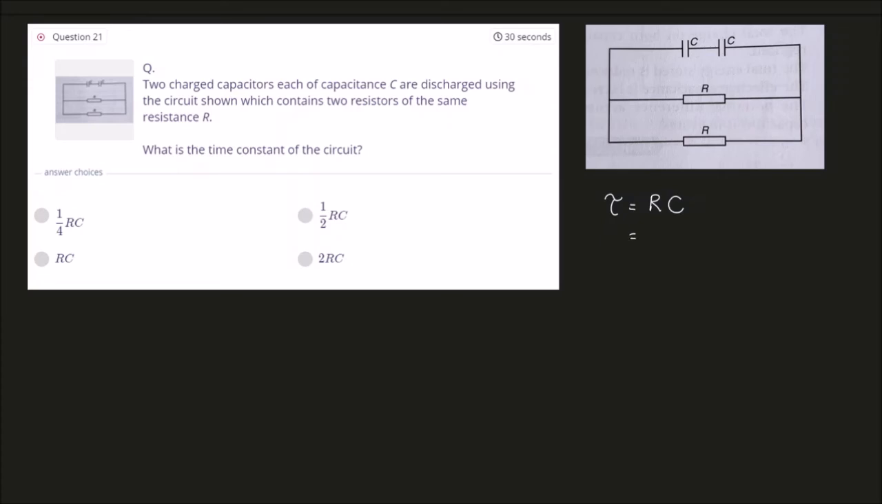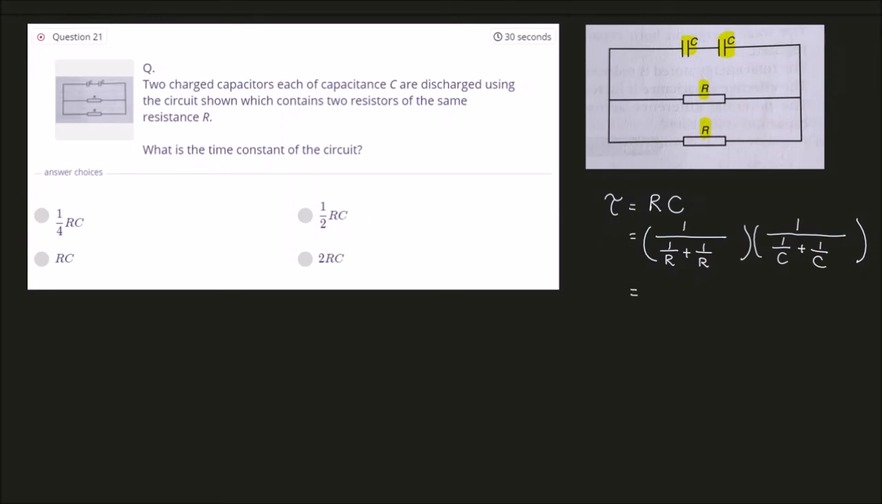So how do you find the effective resistance? We see that these two resistors here are being connected in parallel. So if you want to find the effective resistance, you use 1 over R plus 1 over R. Whereas for capacitors, the two capacitors are connected in series. So if it's in series, to find the equivalent capacitance, the formula should be almost identical in structure to the one that we have used just now.